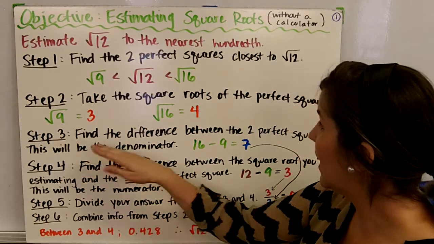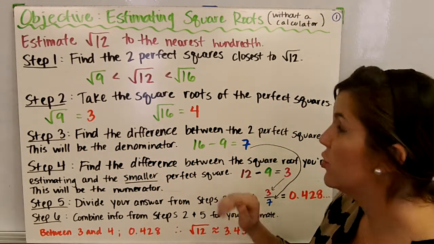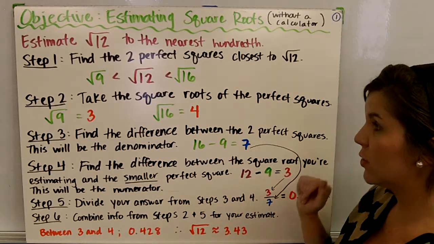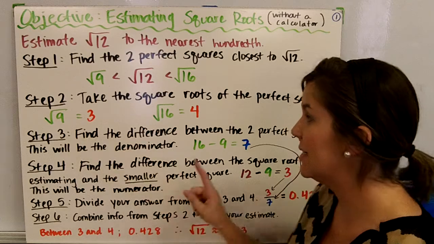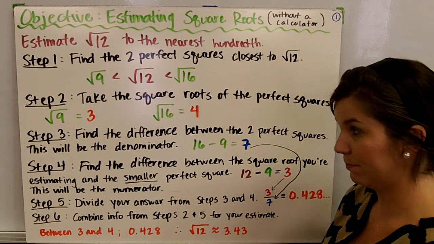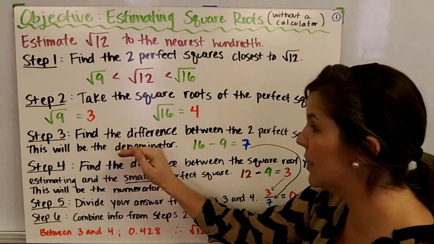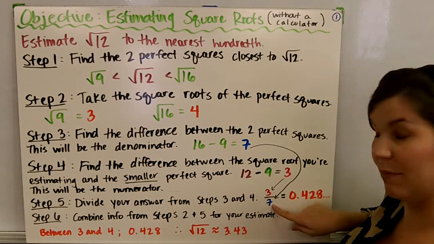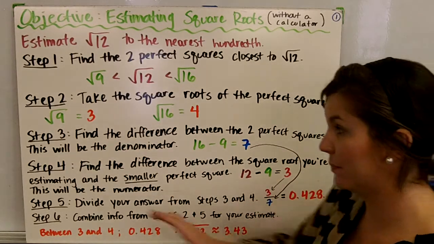Step number 3, find the difference, so we're going to subtract, between the 2 perfect squares. So my perfect squares were 9 and 16. 16 minus 9 is 7. This will be the denominator. So here I put it in the bottom of the fraction.